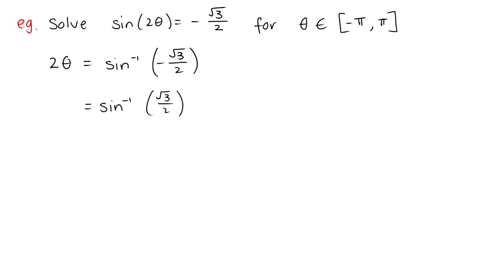Yeah, so essentially what you're going to ask yourself when it's inverse sine is what angle gives me root 3 on 2 when it's sine, opposite over hypotenuse. So you've got to use those triangles. It might be.